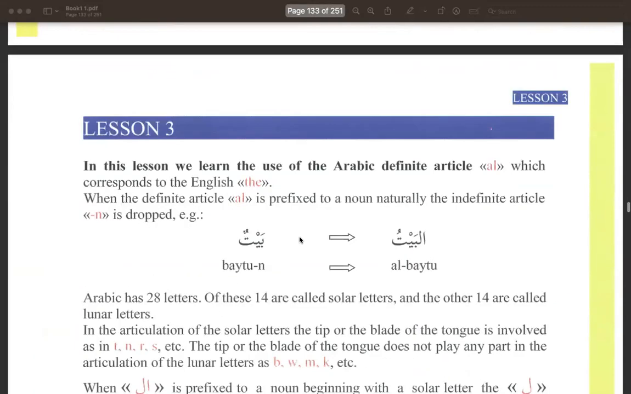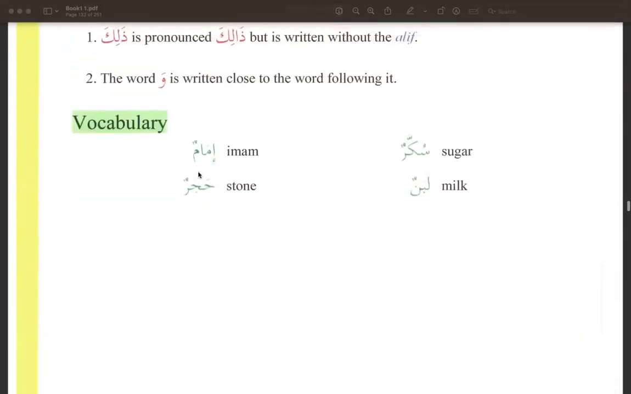Vocabulary. So we have the vocab here, imamun, we all know what that means. Hajarun, stone. Sugar, sukkarun. Milk, labanun. But one thing to understand about this word milk here. Remember there's a difference between MSA and Fusha. Laban is more of a Fusha word.